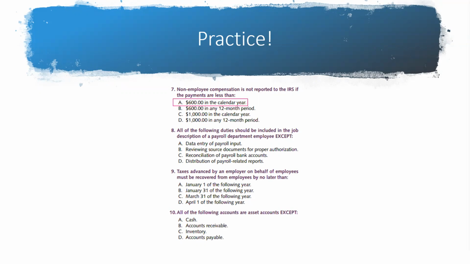So good job. All of the following payroll duties should be included in the job description of a payroll department employee except A, data entry of payroll input, B, reviewing source documents for proper authorization, C, reconciliation of payroll bank accounts, or D, distribution of payroll related reports.